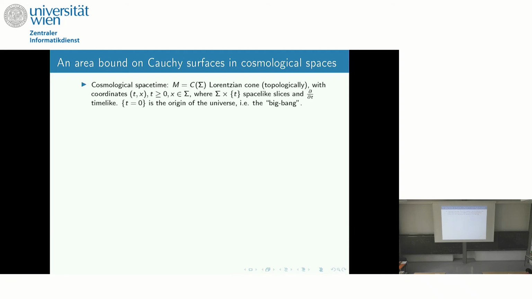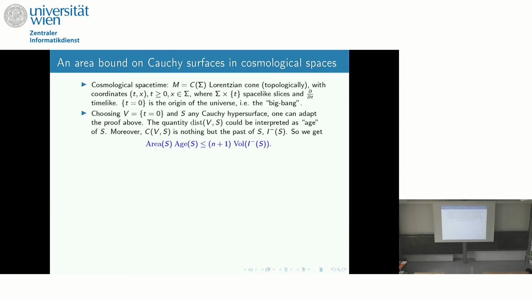And t equal to 0 is the origin of the universe, the tip of the cone, corresponding to the Big Bang. And now, in our bound, if you choose as V the set t equal to 0, the origin, the tip of the cone, that's non-smooth, but what we just need is that all the curves start from there. So since it is the Big Bang, everything starts from there. And then take S to be any Cauchy hypersurface. One can adapt the proof that I discussed above and prove the same statement.